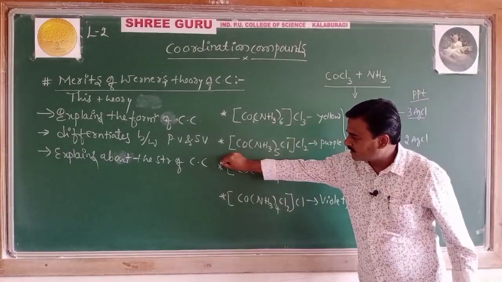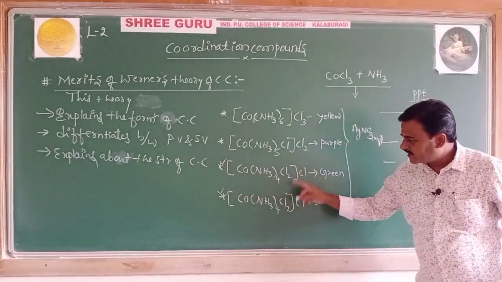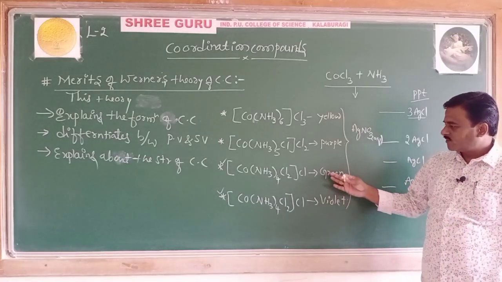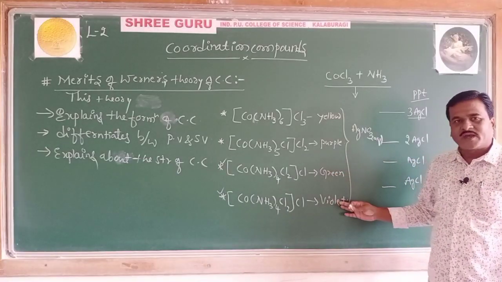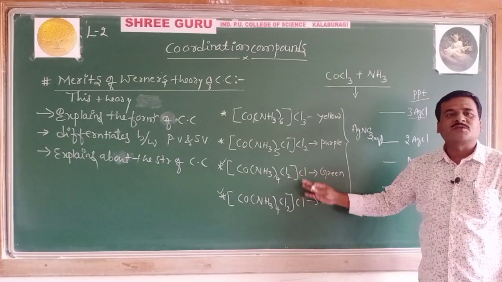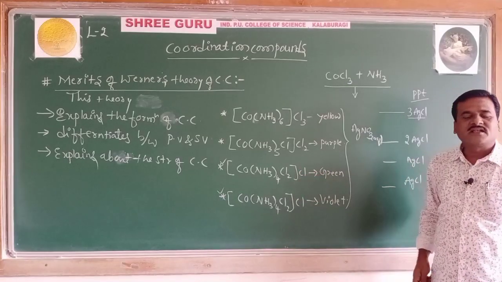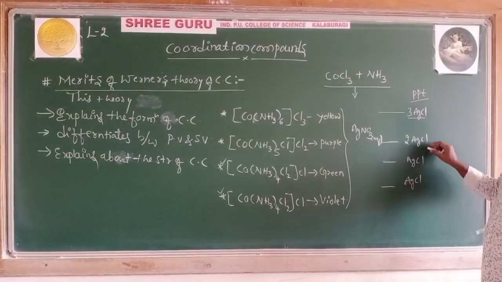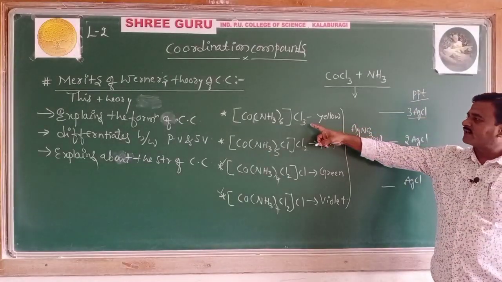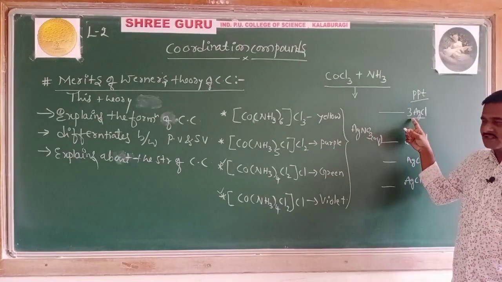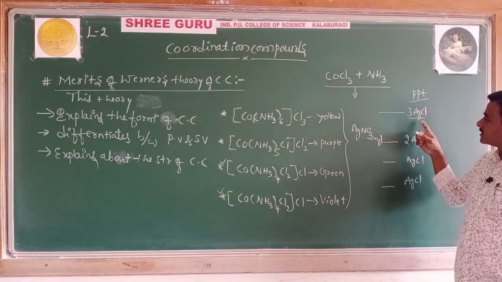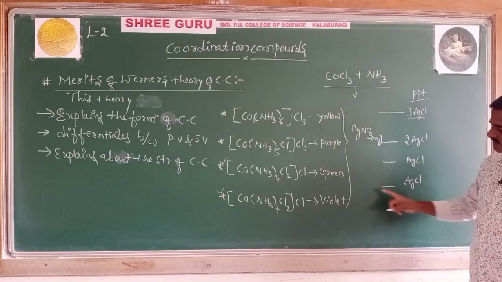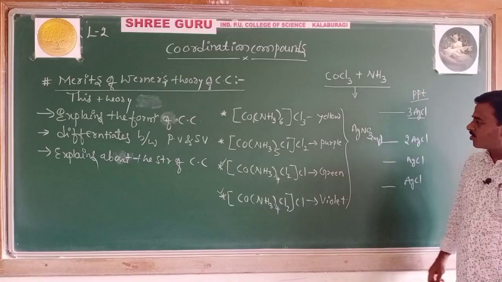Complex 3 and complex 4 have the same empirical formula. They show isomerism, one green in color and the other violet in color. So this question appeared: how many moles of silver nitrate are consumed? You can write 3 moles. How many moles of chloride get precipitated? 3 moles for complex 1, 2 for complex 2, and 1 mole each for complex 3 and complex 4.